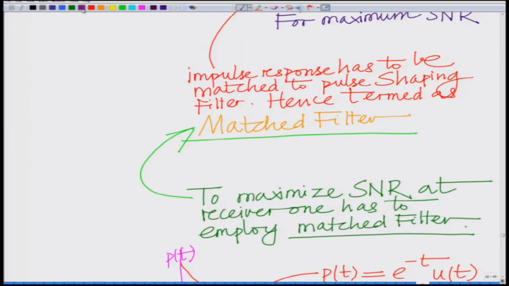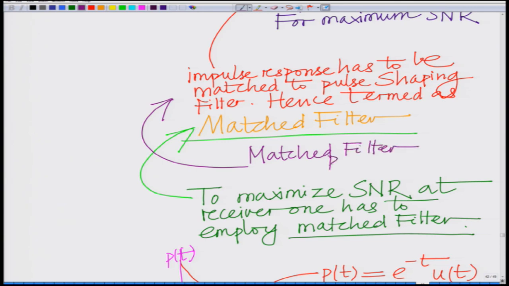But the important principle here is that to maximize the SNR, the optimal receive filter is one that is matched to the pulse shaping filter in additive white Gaussian noise. This is known as the matched filter. This is known as the principle of matched filter. Let us note that, because that is one of the most fundamental principles. This is known as the matched filter principle.